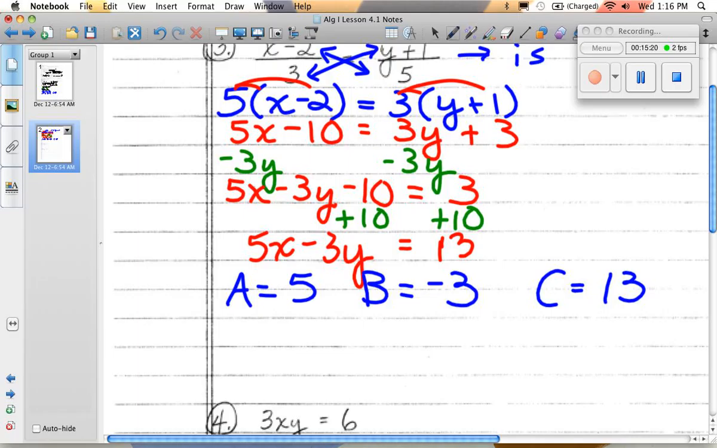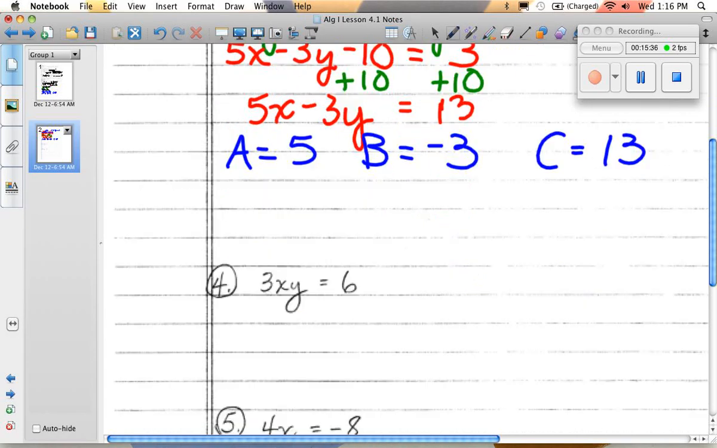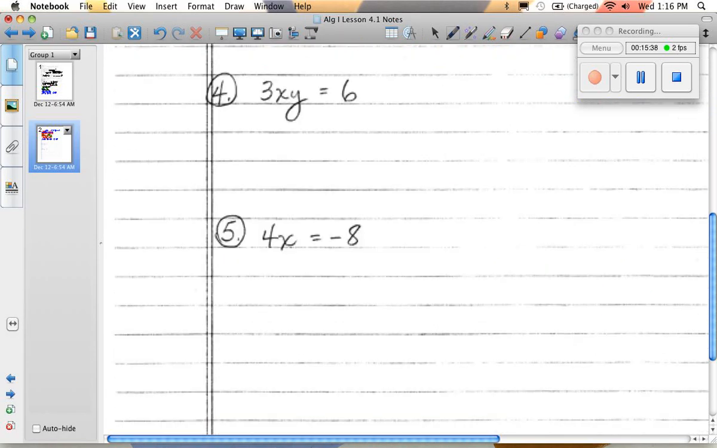Okay. So any questions about that one? Any part where we kind of lost you, where your brain was kind of rusty from chapter 1? And moving on to number 4. Is number 4 linear?